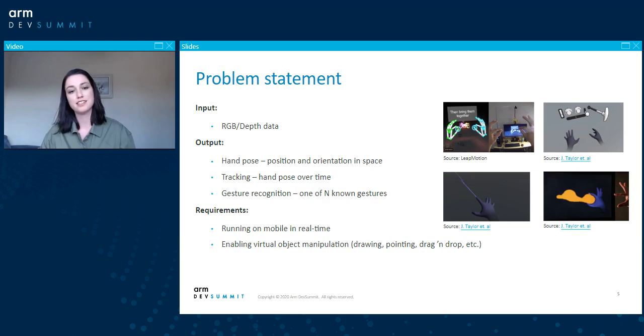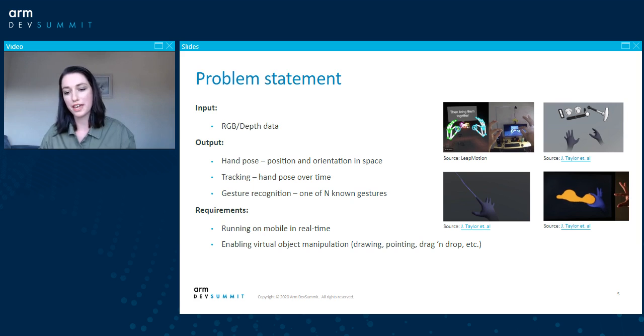So what exactly is the problem we are trying to solve? Given an input stream, which could be RGB, with or without depth data alongside, we want to estimate the hand pose, the position and orientation of the hand in space, continuously track it, and recognize a set of predefined gestures. Of course, we want to do this on a small portable device, such as AR glasses, VR headsets, watches, mobiles, and of course it has to run in real time.